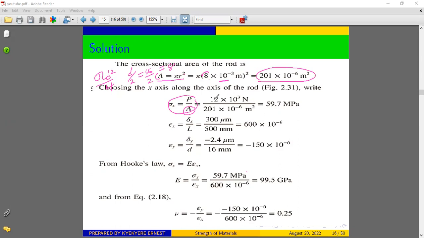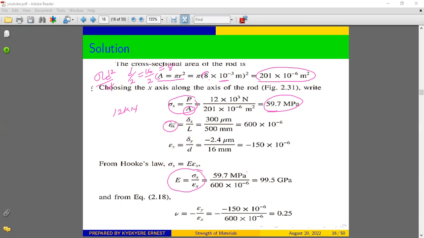And in the question, we were told the force which is applied in the x-axis. The force was 12 kilonewtons, so we are going to get 12 times 10 to the power 3 over the area, and we get our corresponding stress. Then once you have determined the stress, we can also determine the strain. And from there, we can find the modulus of elasticity using this formula here, which is the stress over the strain, referred to as Hooke's law.